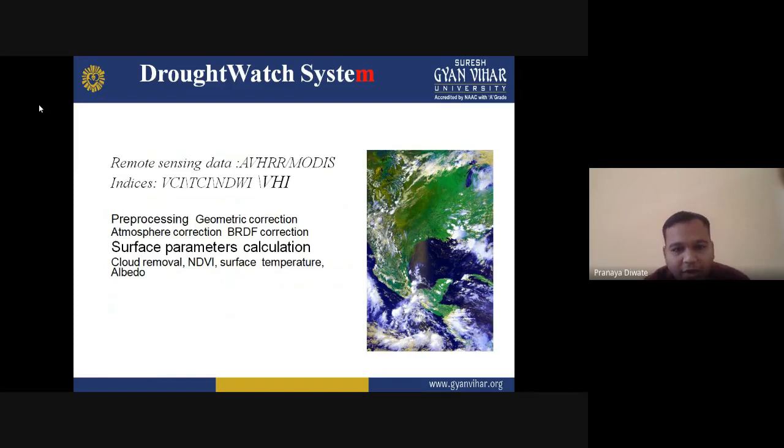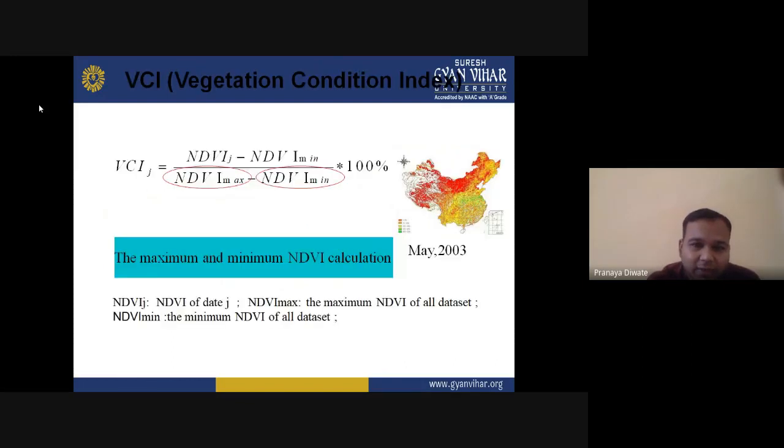So what kind of data do you have? MODIS data is used to monitor the drought. Preprocessing includes geometric correction for this data and cloud removal. You have to do all these operations in order to assess drought. Now, the first index we are going to see is the VCI.